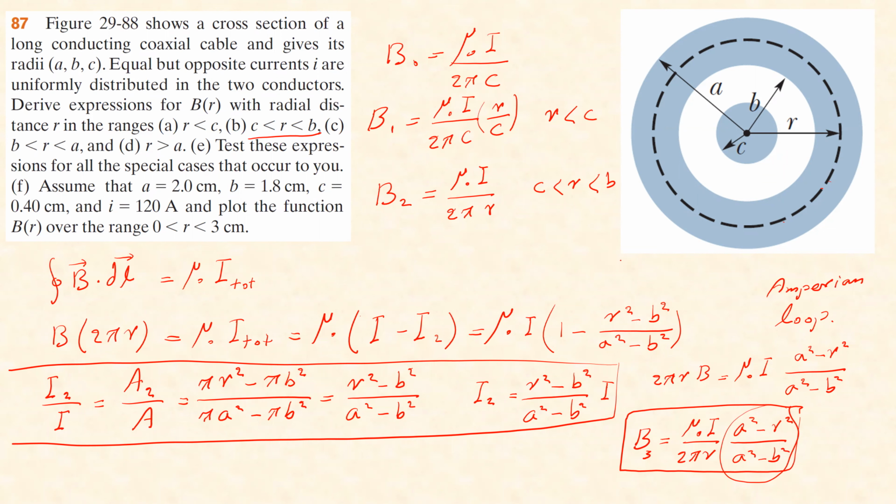And if you go out, if you take my Amperian loop larger outside, again, the total current going through is 0. Therefore, magnetic field is 0. So in the fourth region, in part B, the magnetic field is 0. So B4 is 0. All right.